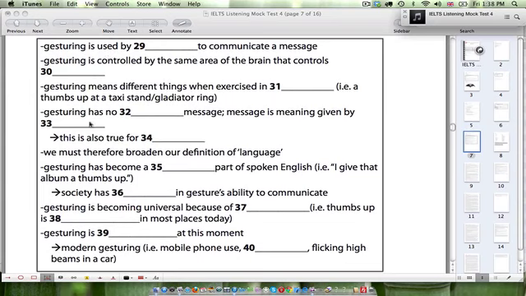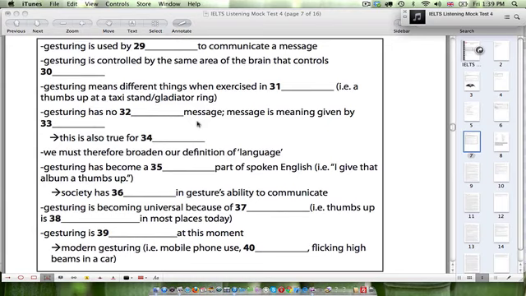These look like notes of some kind, and lots of gesturing. So this is likely the topic. Gesturing is used by, probably a noun, to communicate a message. Gesturing is controlled by the same area of the brain that controls, okay, listen for brain. Gesturing means different things when exercised in, and then we're given an example. The example probably appears in what we're listening to. Thumbs up at a taxi stand, a gladiator. Now turn to section 4.